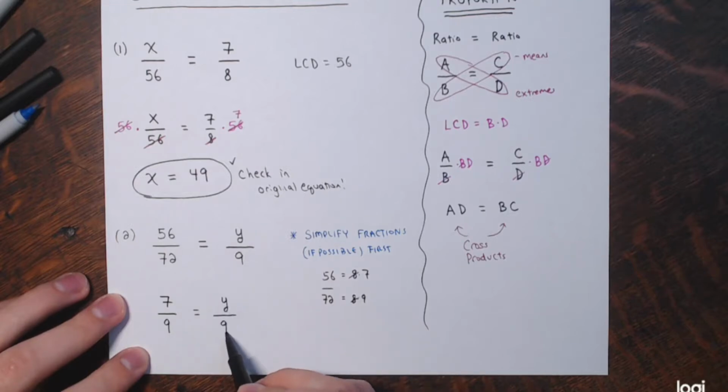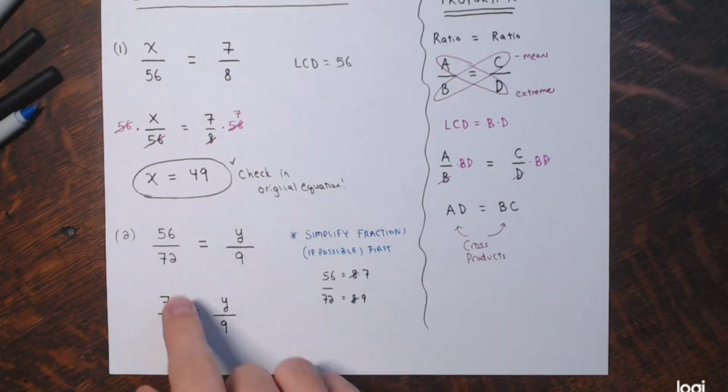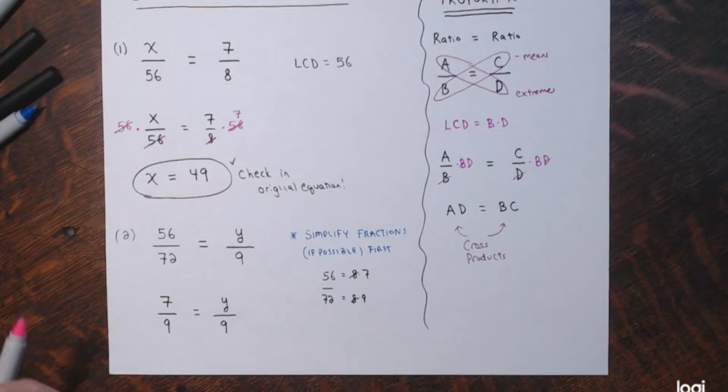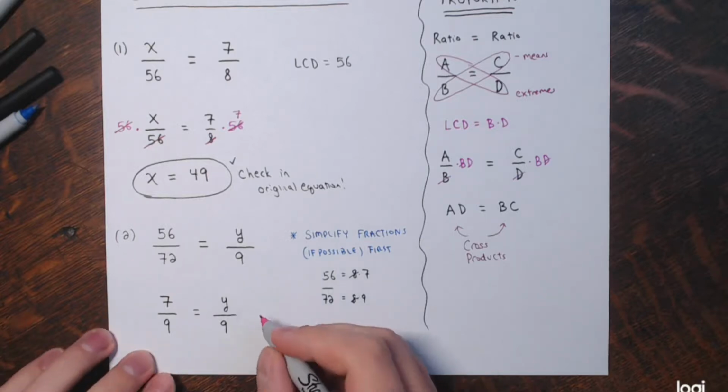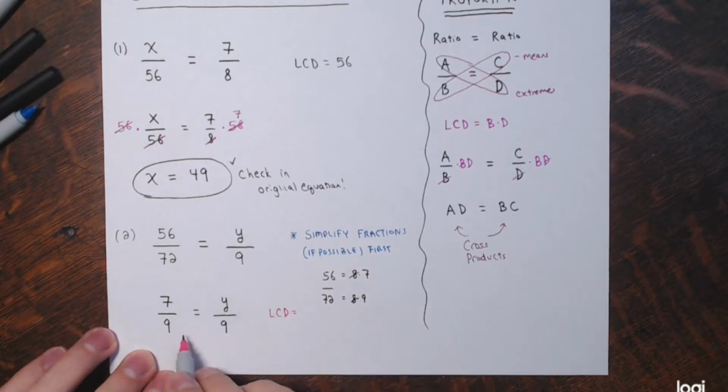And you see how that makes it a lot nicer. The numbers are smaller. So if you can, I would suggest it, though you don't have to. You can multiply by the LCD from the beginning if you wish. But if it'll make it easier for you, I promise to simplify the fractions first in the proportion and then do the LCD thing.